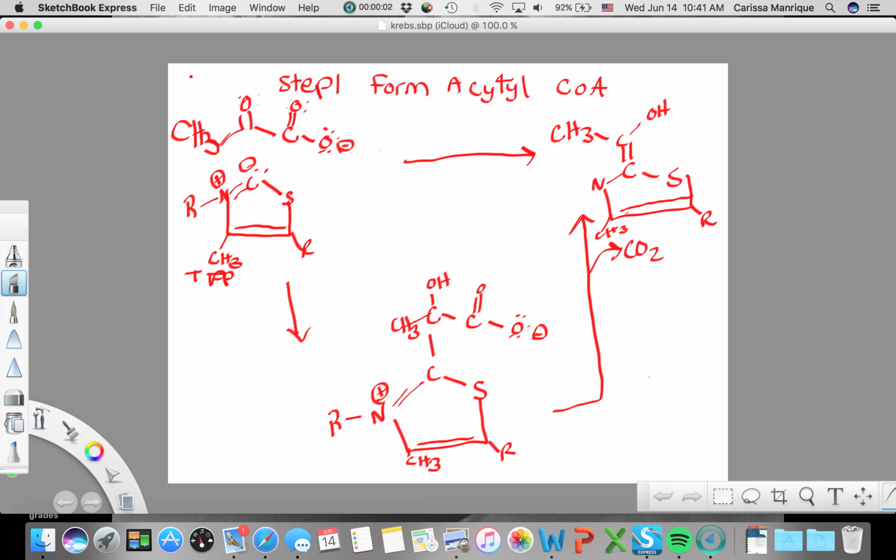Hi, so I want to go over the first part of the Krebs cycle. And sorry this took so long to do. My personal capture was broken for a long time, and they finally figured out how to fix it.